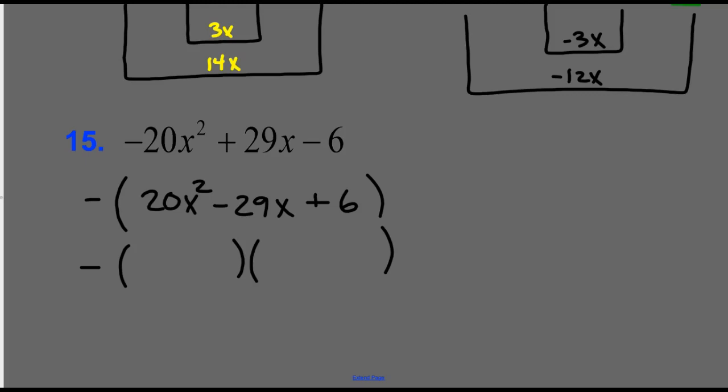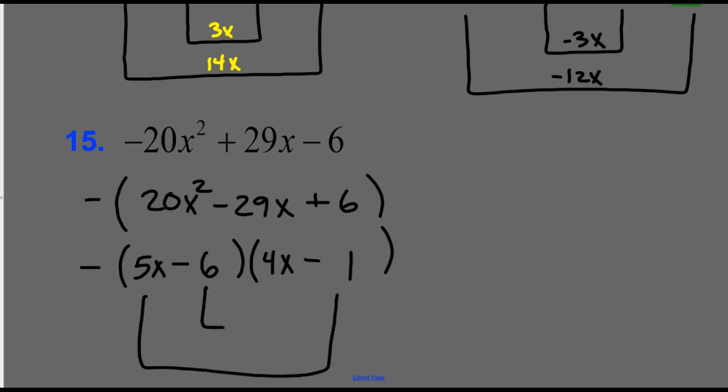The signs are both going to be minus, minus. And for 20x squared, I'm just going to go with 5 and 4 to start. So 5x and 4x. I've got to get to 29. If I put the 6 with the 4, that's going to get me 24. And if I put the 1 with the 5, that's going to get me 5. We're going to have a negative 5x right there, and a negative 24x right there, and those add up to a total of negative 29x. So we got it.